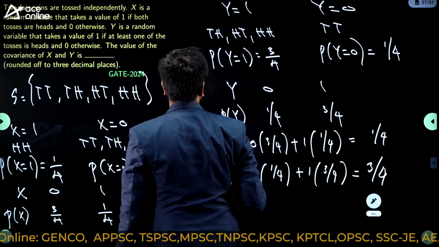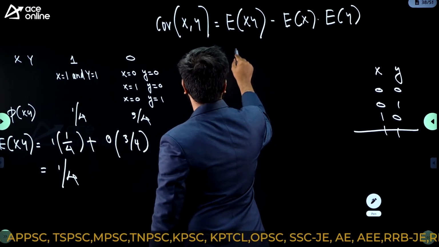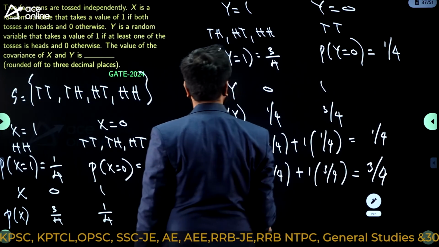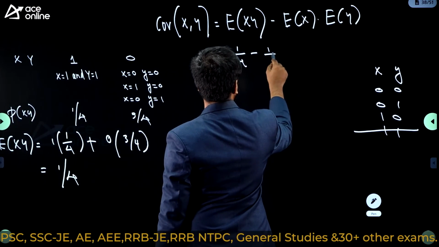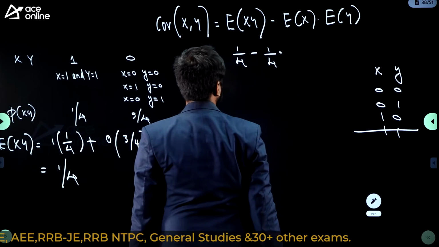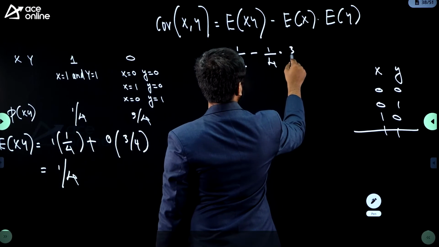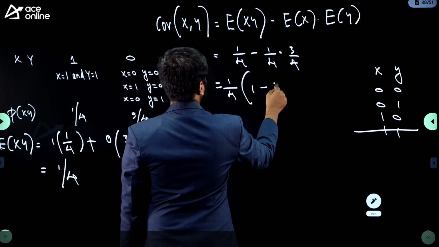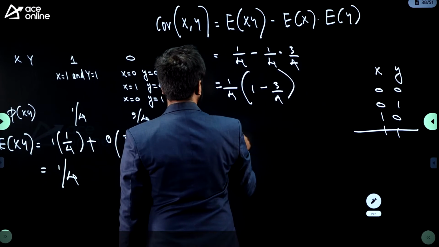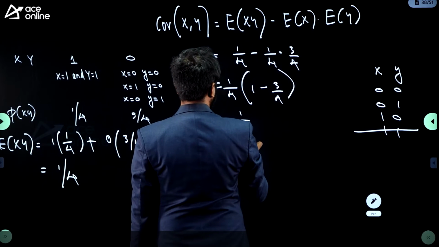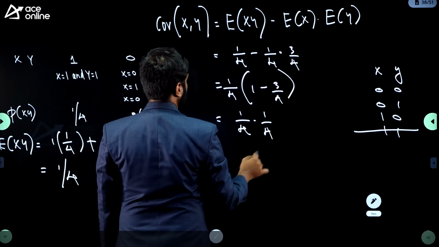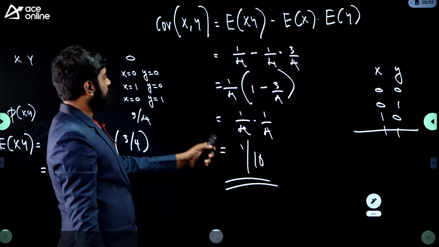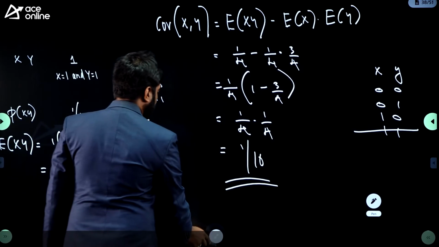So what is the expectation of xy? Just now we calculated the expectation of xy is 1 by 4 minus, what is the expectation of x? The expectation of x is 1 by 4 into the expectation of y, 3 by 4. So 1 by 4 is common. What is left is 1 minus 3 by 4, and 1 minus 3 by 4 is 1 by 4. So the answer is 1 by 4 into 1 by 4, which is 1 by 16. You can use your calculator and give a decimal value to this 1 by 16.